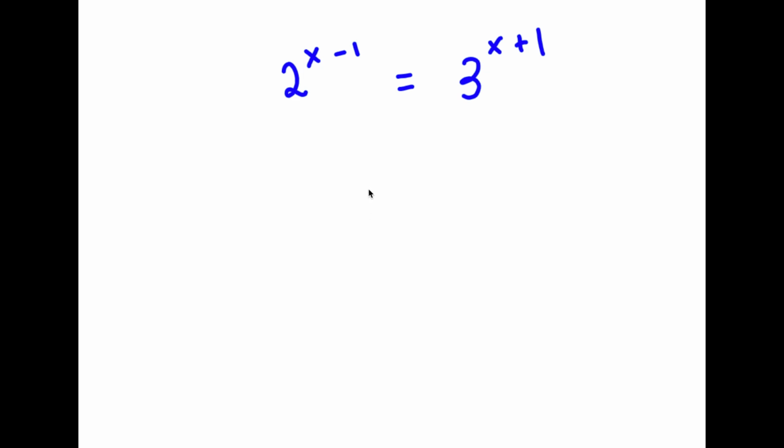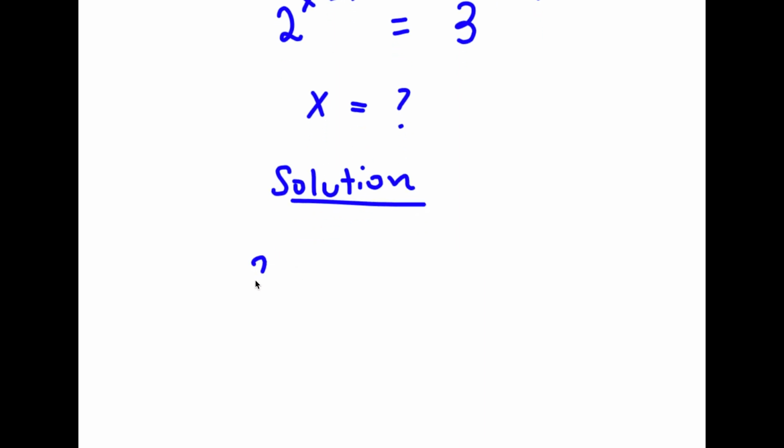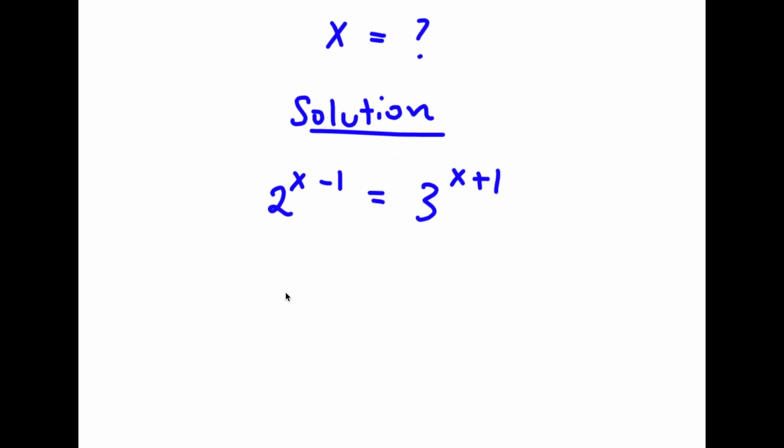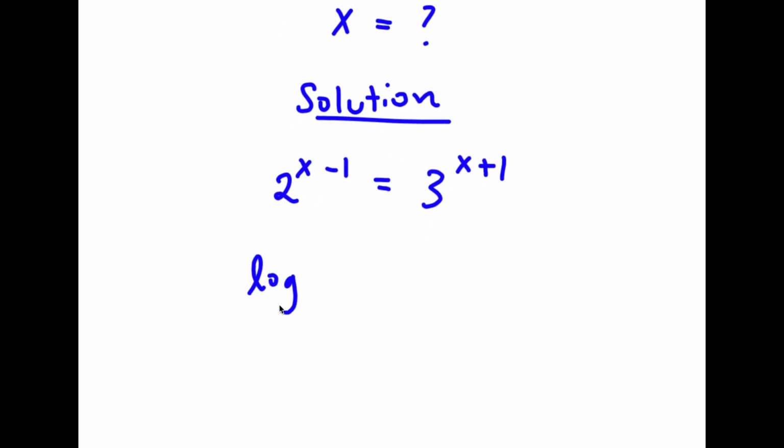All right, so in this problem, I have 2 to the power of x - 1 is equal to 3 to the power of x + 1. So I want to find the value of x here. So for my solution, I first start with 2^(x-1) is equal to 3^(x+1). Now, I'm actually going to take the log on both sides. So now I have log of 2^(x-1) is equal to log of 3^(x+1).